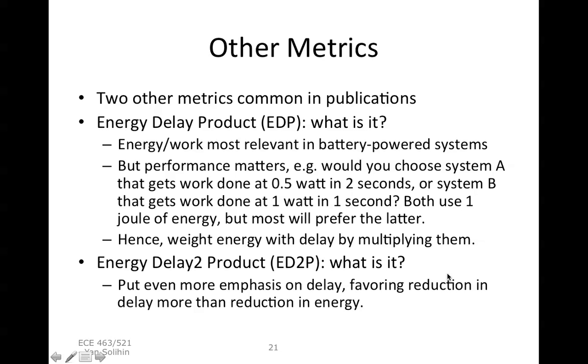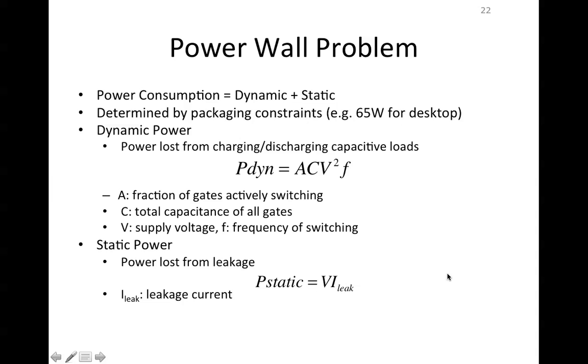So knowing all those basic metrics, now let's look at the power wall problem in microprocessors. So a microprocessor consumes two kinds of power, dynamic and static. The amount of power that the microprocessor can consume is determined by the packaging constraint. So for example, for a desktop or laptop systems, typically people quote 65 watts. Now note that 65 watts is similar to a light bulb, so it's running really hot. It generates heat, and the heat has to be dissipated.